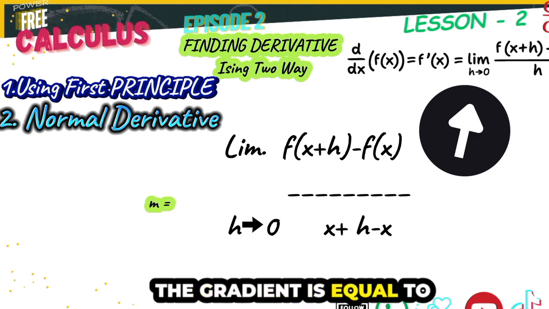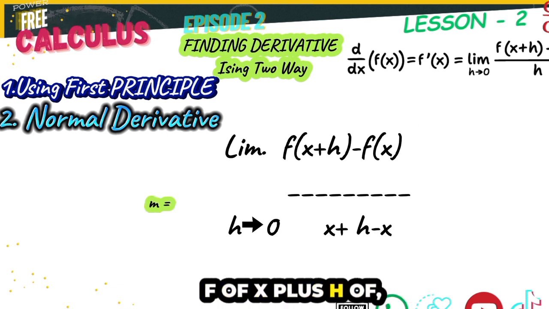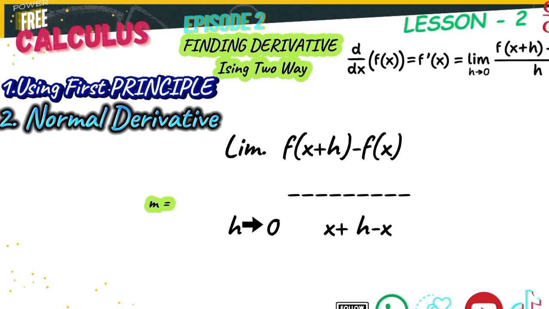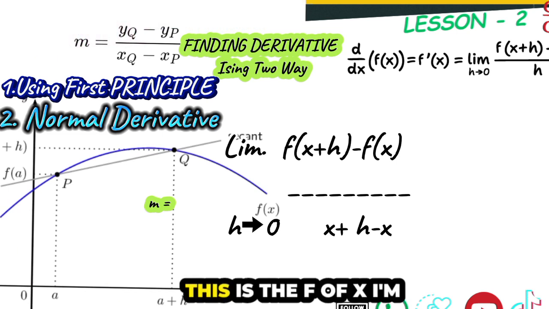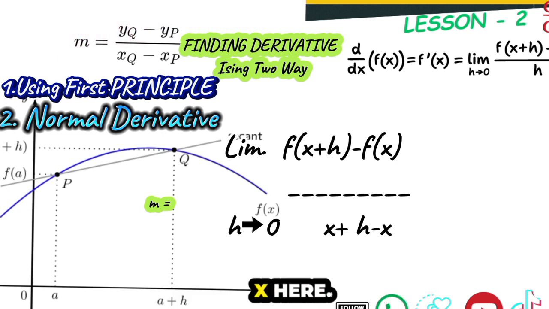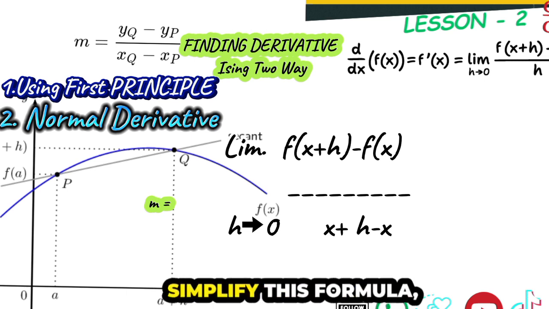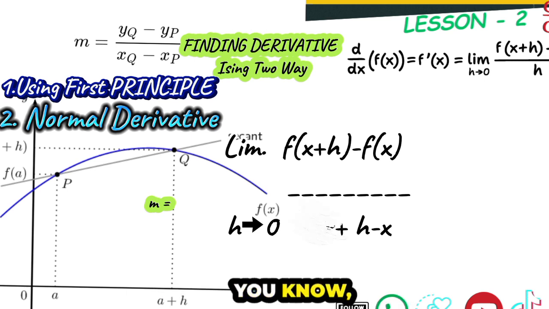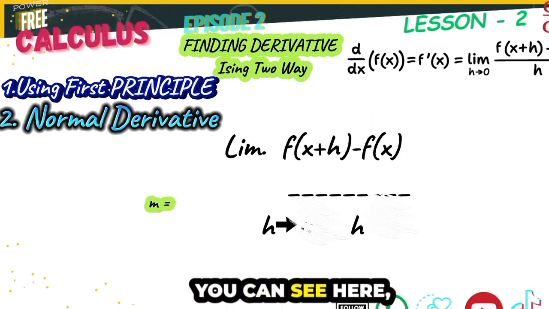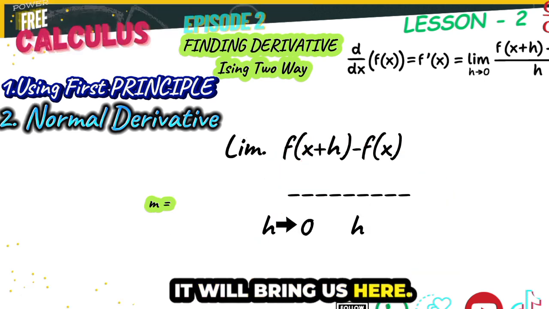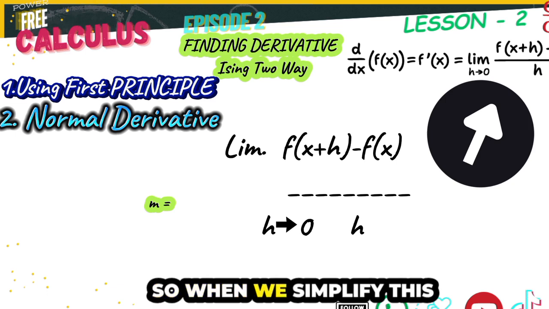The gradient is equal to f of x plus h, which is the value here. Let me show you. This is the f of x I'm speaking about, so this is the value of x here. So this is f of x plus h minus f of x. This is the formula. And when we simplify this formula, you know this x will cancel this x. You can see here, it will bring us here.